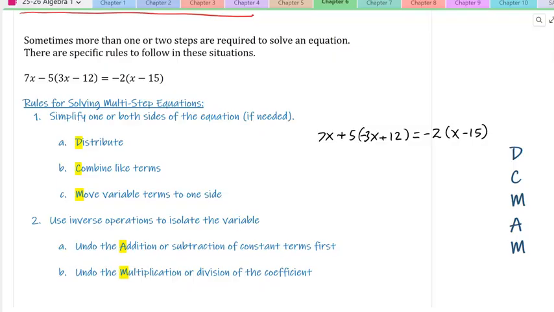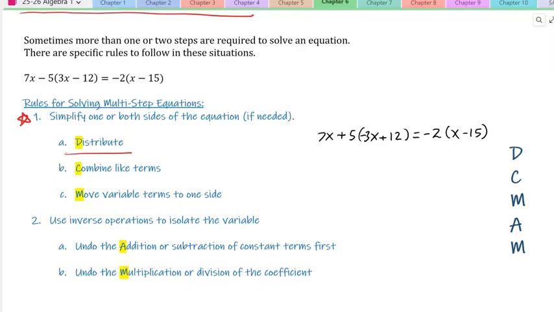Now, specific rules for solving these kinds of multi-step equations. The first thing we're going to do, and I want you to write these rules down: the very first thing, you want to simplify one or both sides of the equation, if necessary. It isn't always necessary, but you'll know if it is. The first thing you want to do is distribute, okay?